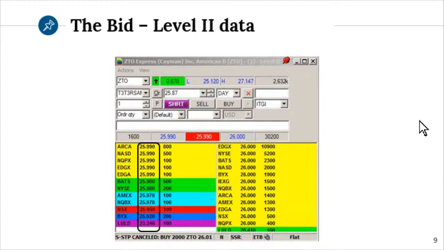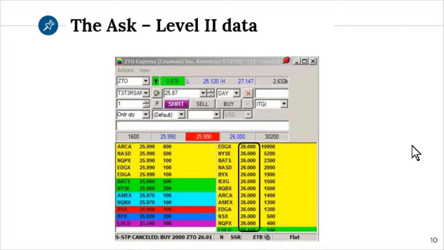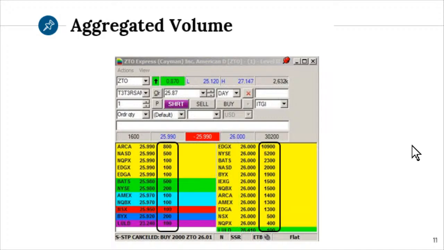Level 2 data gives you a depth of book, depth of market, because it not only shows you the highest bid and lowest offer, but it shows you the other bids below it and the share size, the volume. That's called level 2 data. It shows you the aggregated volume at each price.